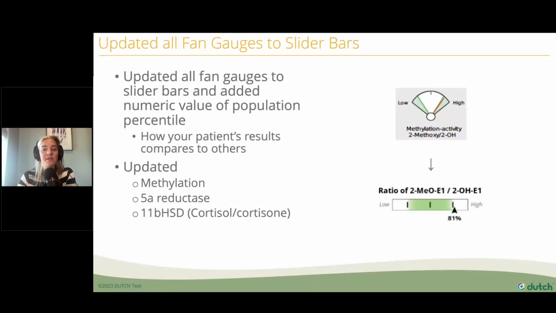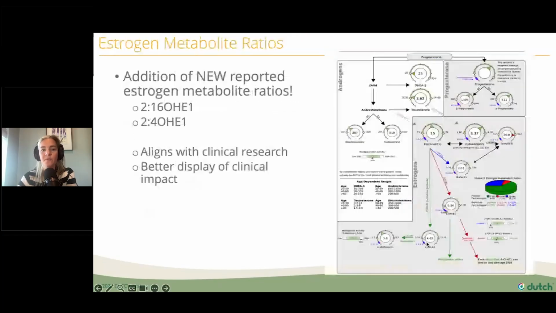Now, these slider bars were updated on methylation, on 5-alpha reductase, which used to be represented as a fan gauge, and then on the 11-beta HSD, which is the cortisol to cortisone metabolite preferences that are reported there. So you'll see these really throughout the report. This allows us to have a little bit more space on the report, updates the design a bit, and then allows us to add the actual numerical value for your population percentile. You can see how those show up here. Here's the 5-alpha reductase slider as another example.